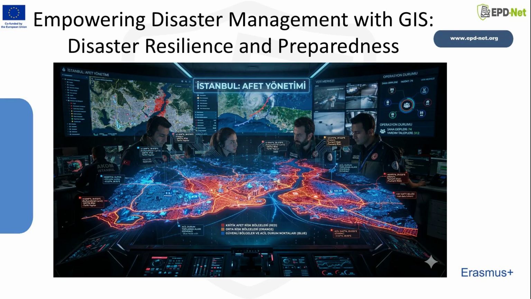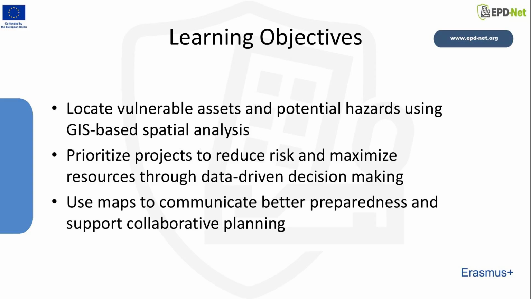In this module, we'll explore how GIS transforms disaster management from reactive to proactive, from simply responding to threats, to anticipating and reducing their impact before they occur. By the end of this module, participants will understand how GIS supports proactive disaster preparedness. They will learn how to locate vulnerable assets and identify potential hazards using spatial analysis, allowing them to see relationships and risk patterns that are not visible in traditional reports.